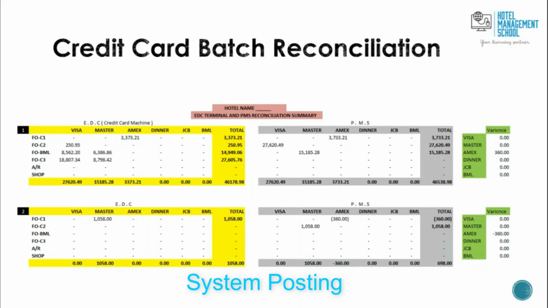And then you are making a match total. You can see here there is a difference of 360 in MX. So the MX total is 3,300, but the system posting is 3,700. So there is a difference of 360. So it's daily, right? This one is for day 1 and the below is day 2.